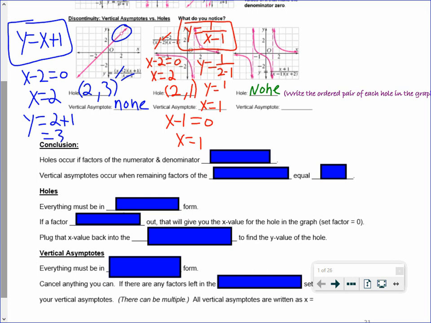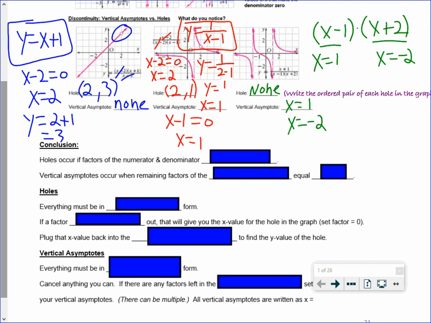And our vertical asymptotes are going to happen when the denominator equals 0. Our denominator is x minus 1 times x plus 2. So this is going to equal 0 when either one of these two factors equals 0, or in other words, when x equals 1 or when x equals negative 2. So our vertical asymptotes are x equals 1 and x equals negative 2. Okay? So vertical asymptotes are what sets the denominator equal to 0 in your most simplified version of the equation. Your holes happen anytime you cancel out a factor from the top and the bottom.